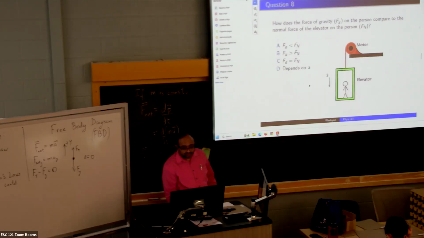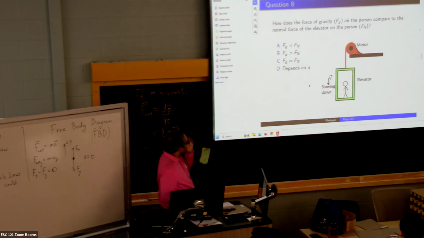What about this case? Now we are looking at the person in the elevator.